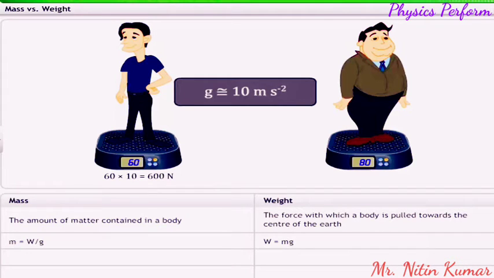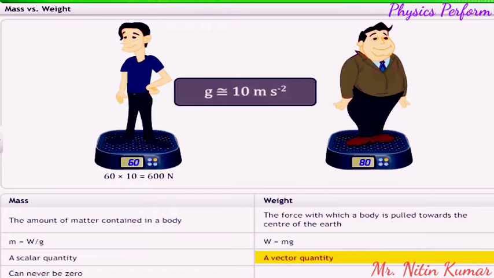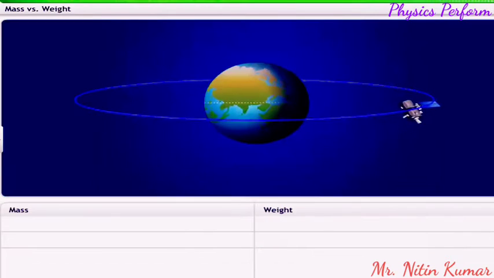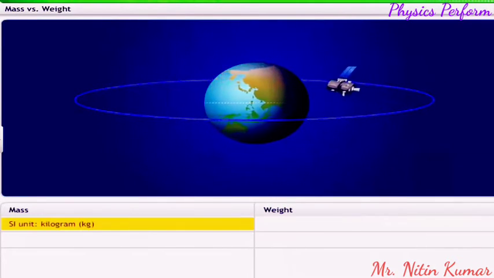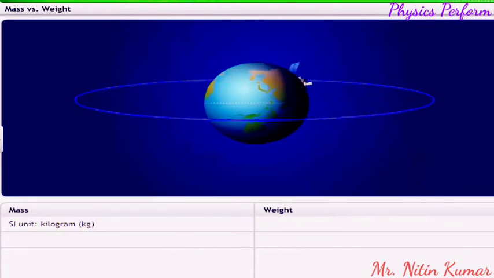Mass is a scalar quantity, hence it can never be 0. However, weight is a vector that can be 0 when the acceleration due to gravity is 0. For example, in space. In the SI system, mass is quantified in kilogram, while the unit of weight is Newton.